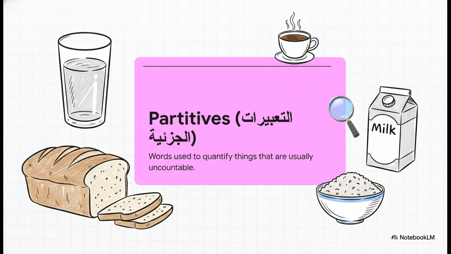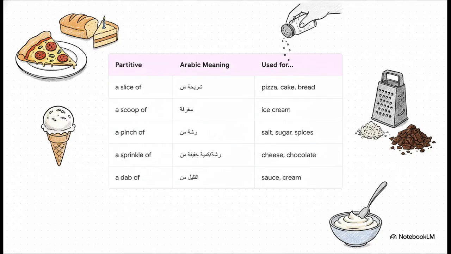Let's check out some common ones. This table is basically your cheat sheet. For pizza or cake, you'd say a slice of. For ice cream, it's always a scoop of. For salt or spices, just a pinch of. For some grated cheese on your pasta, you'd ask for a sprinkle of. And for just a little bit of sauce, you'd use a dab of.